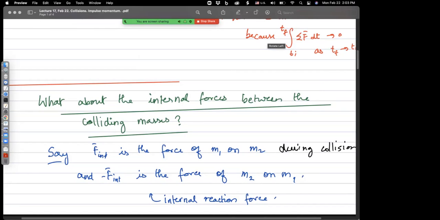So during the collision, we are imagining that there are these internal forces: the force of M1 on M2, the force with which mass M1 pushes on mass M2. And of course, due to every action having an equal and opposite reaction, the force of M2 on M1 is going to be minus F internal. If M1 pushes on M2 with F internal, M2 pushes on M1 with minus F internal, okay? This is the internal reaction force or the interaction force or the collision force. You can call it whatever you want.